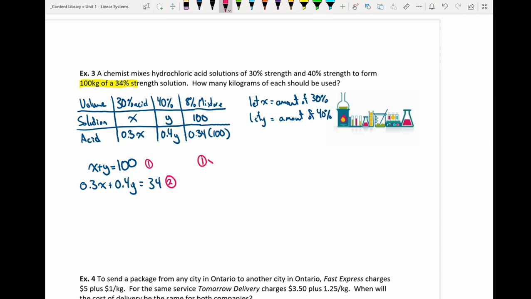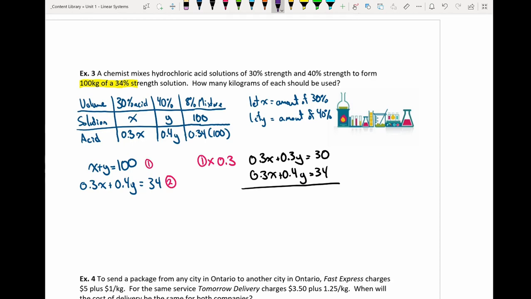So I'm going to take equation 1 and multiply it by 0.3. I'm going to try to cancel out those x's. And when I do that, I get 0.3x plus 0.3y equals 30. So the 100 times 0.3. Equation 2, I'm just going to write again. So 0.3x plus 0.4y equals 34. I even kept it the same colors we've been using. And now I need to figure out what I'm going to do. Am I going to add or subtract these two equations?